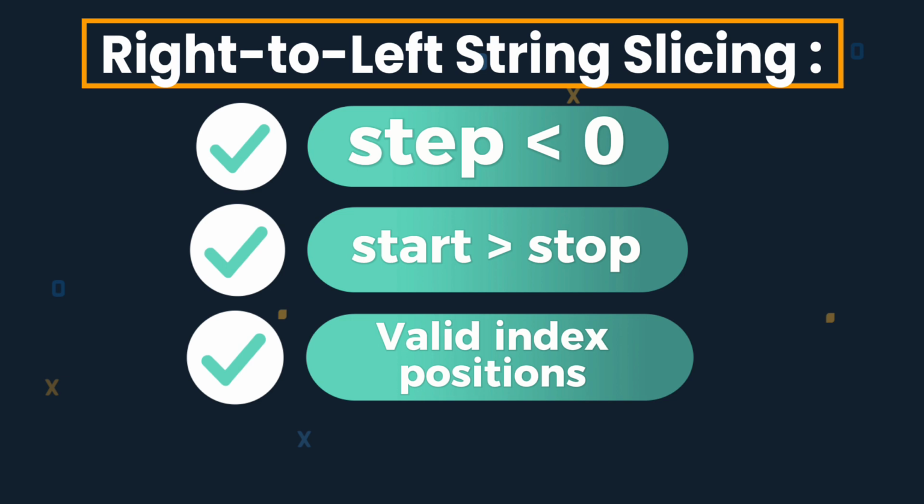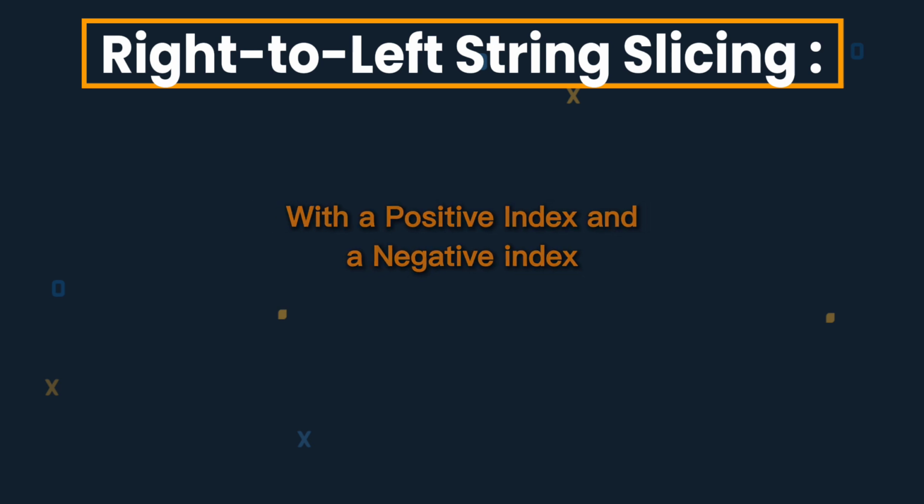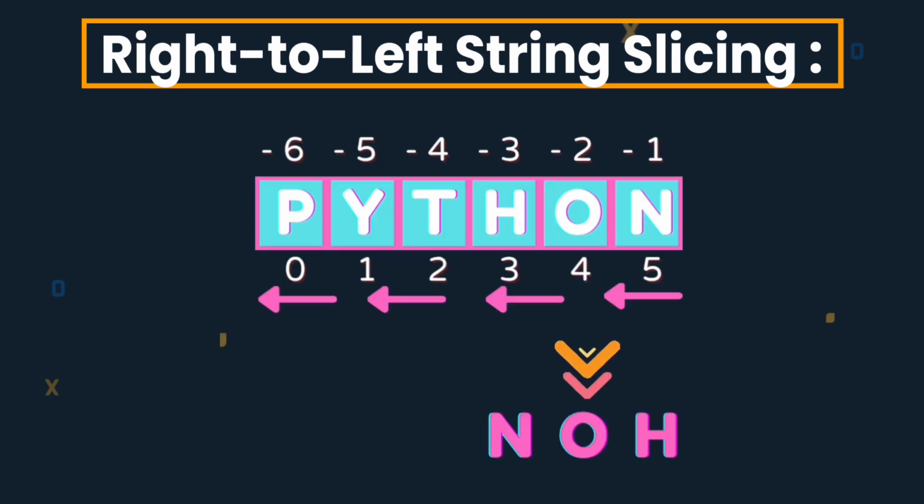As long as the step is negative, the start index is greater than the stop index and their position is valid. Finally, let's move on to right-to-left string slicing using a combination of positive and negative indexes. If you understood the previous 2 examples well, you should be able to figure out the print statement that extracts the substring NOH from the string Python using a positive start index and a negative stop index. Can you figure it out?